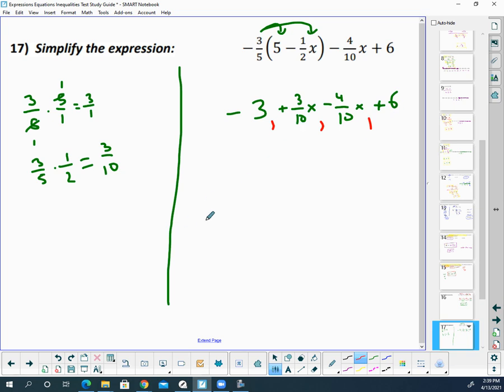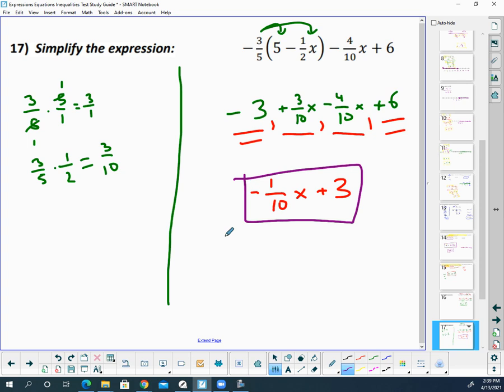So I like to put my variable expression first. 3/10 x and -4/10 x. Well, 3 minus 4 is -1. So these come out to -1/10 x. -3 and +6 can combine together. -3 plus 6 is +3. So the answer is -1/10 x plus 3. There you go. There's our answer to 17.